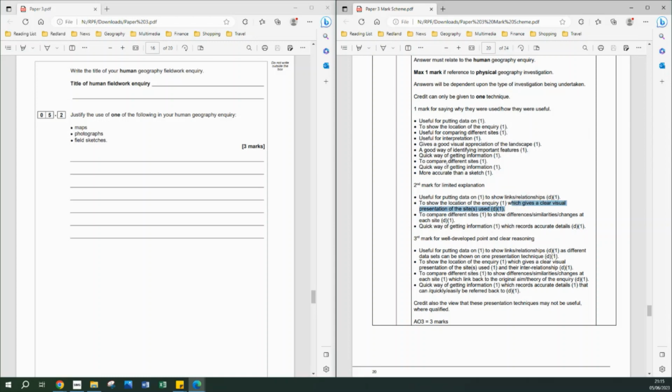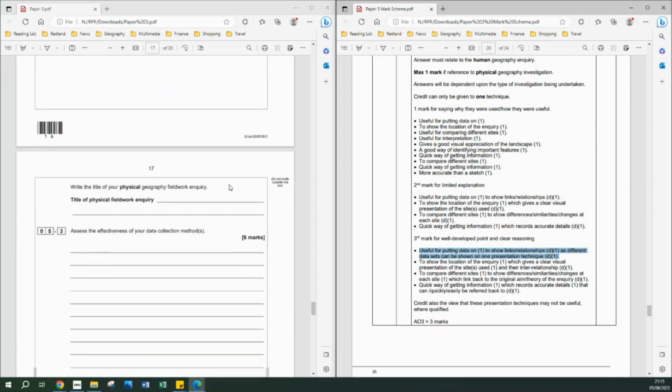So you have to basically make an AO1 point, which are here. Then you have to make an AO2 point and a second AO2 point. So basically, if you follow the bullet points, this is a perfect answer. For instance, useful to put data on, show links and relationships as different data sets can be shown on one presentation technique that would apply for maps, for instance.